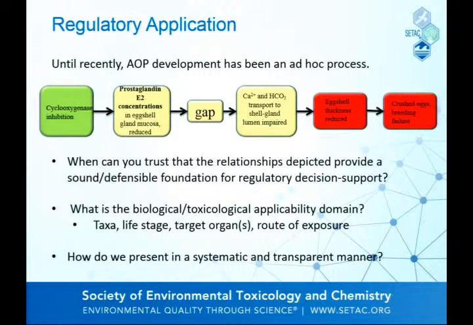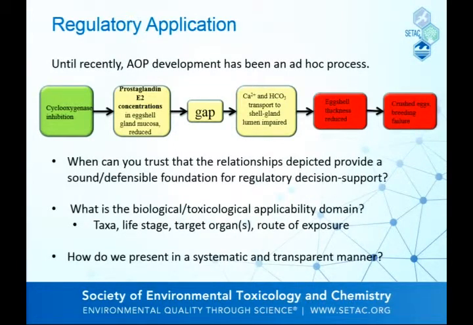So until recently, the AOP development has really been an ad hoc process. It's something that researchers would sort of have in the back of their head, or maybe sketch out on a napkin or make a PowerPoint slide. But if you take that to a regulator and say, yeah, cyclooxygenase activity really matters, when can they actually trust that there's a scientific foundation behind that, and I'm not just feeding them a line of BS?